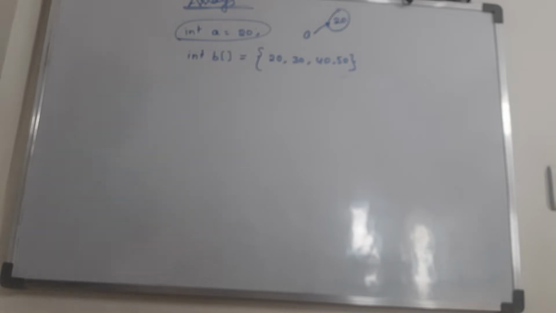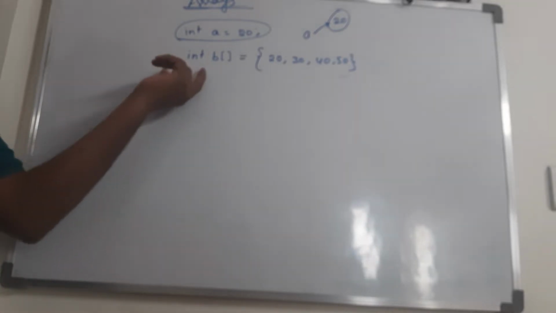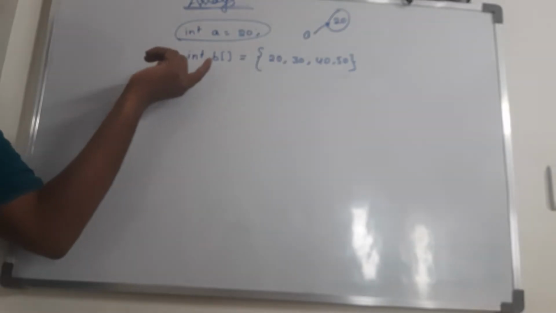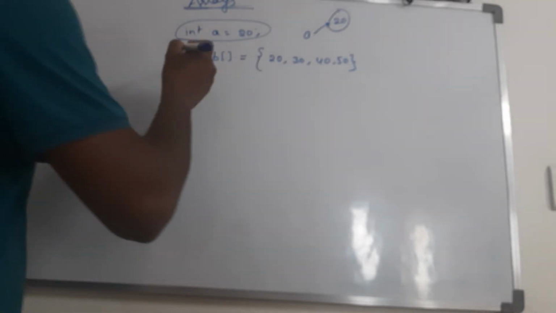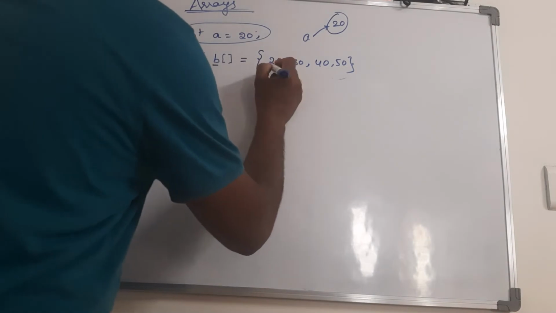Similarly, we can create a string array, a float array, a double array, a short array. Anything we can create. With any type of data, we can create an array. This single variable contains multiple values. Now I want to get the values. I want to print the value.